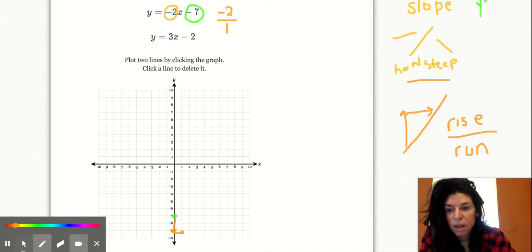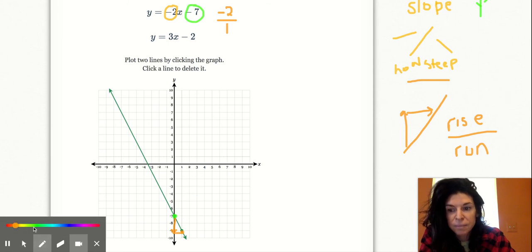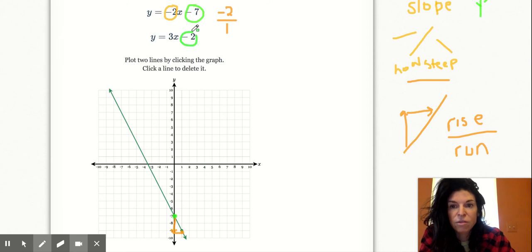And so with this platform, we're just going to click on the -7. We're going to click on the -9. There's our first line. Next line, we've got again, the y-intercept is the number by itself.